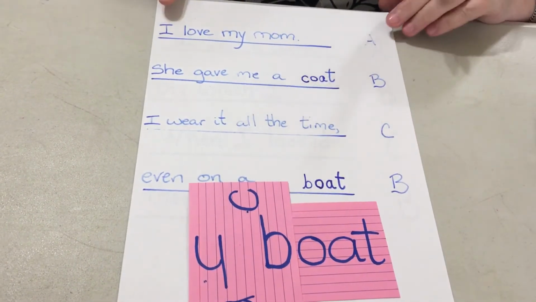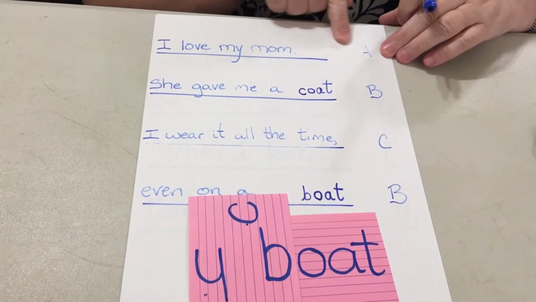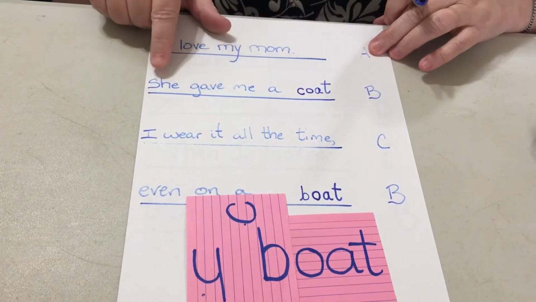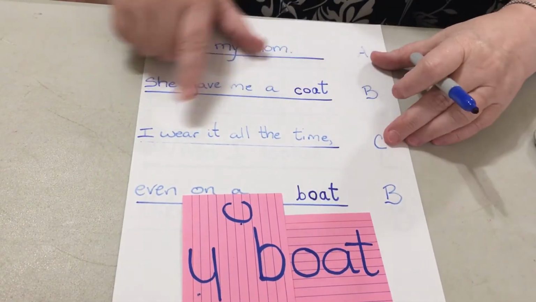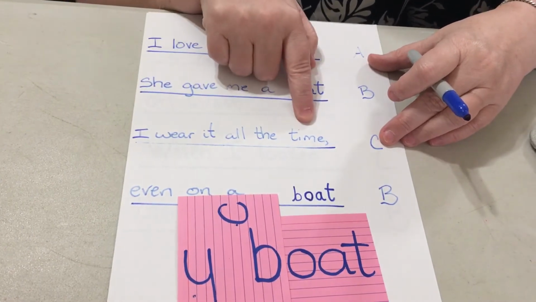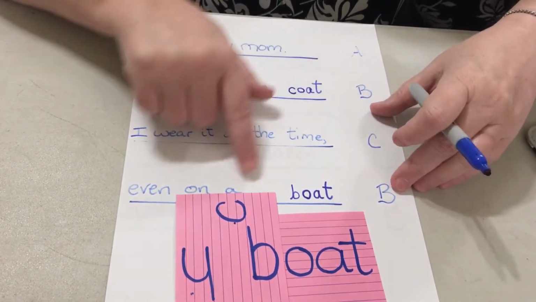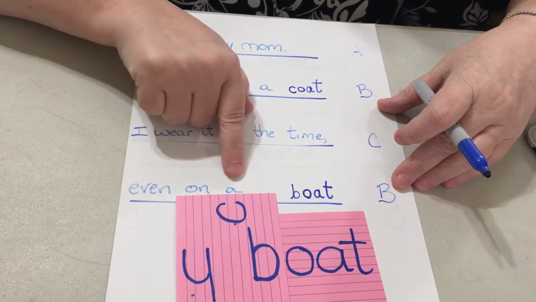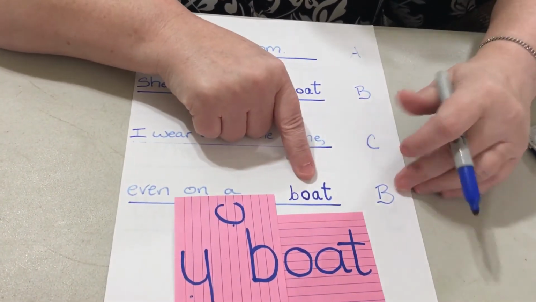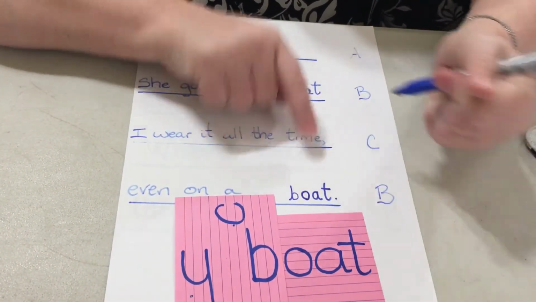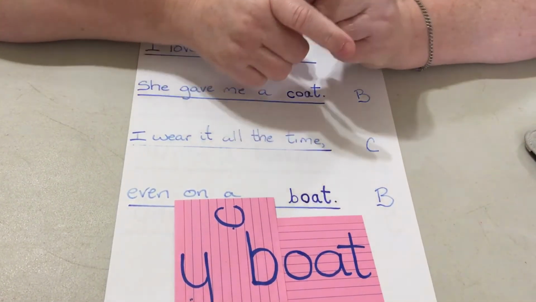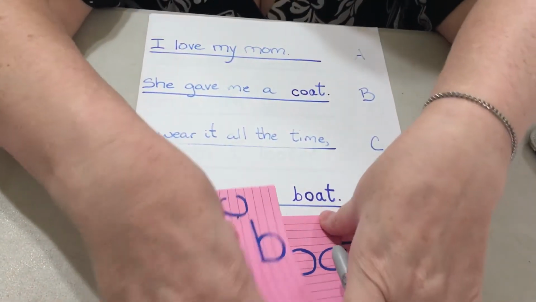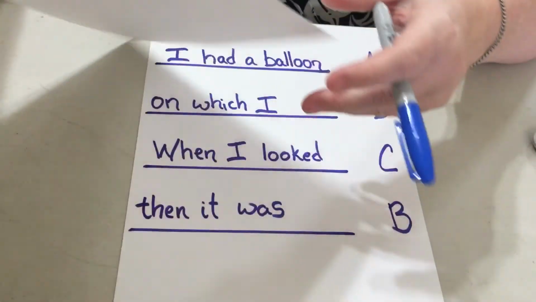So let's read our whole poem. I love my mom. That's a new sound. She gave me a coat. Another new sound. I wear it all the time. Another new sound. Even on a boat. We did it. Add our periods at the ends of the sentences. We made an ABCB poem. Let's make one more.